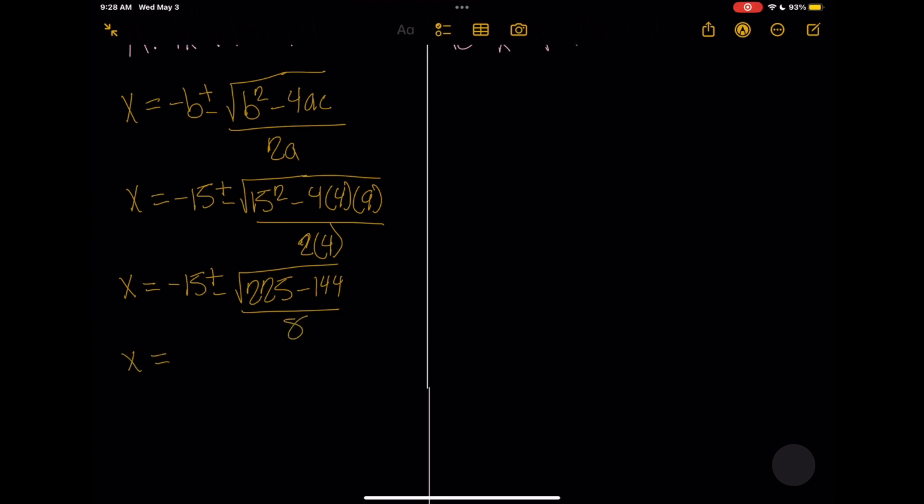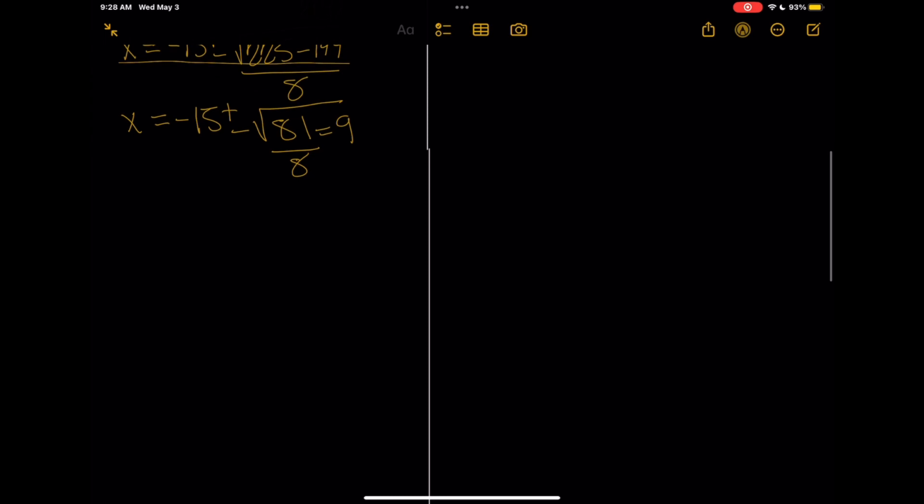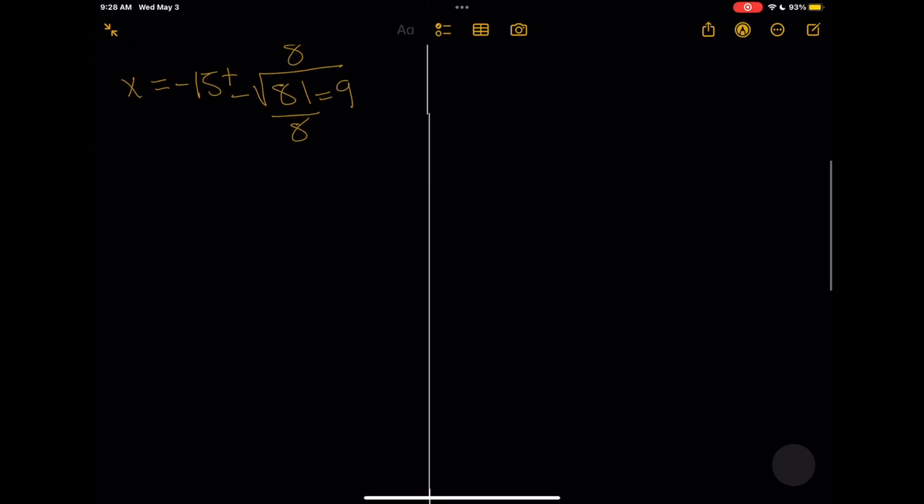Once you solve what's inside of your square root the first time, you will have to solve what's inside of it a second time because you cannot have an equation inside of a square root. After you solve the equation, you will solve for the square root of the top number, which is 81. The square root of 81 is 9.